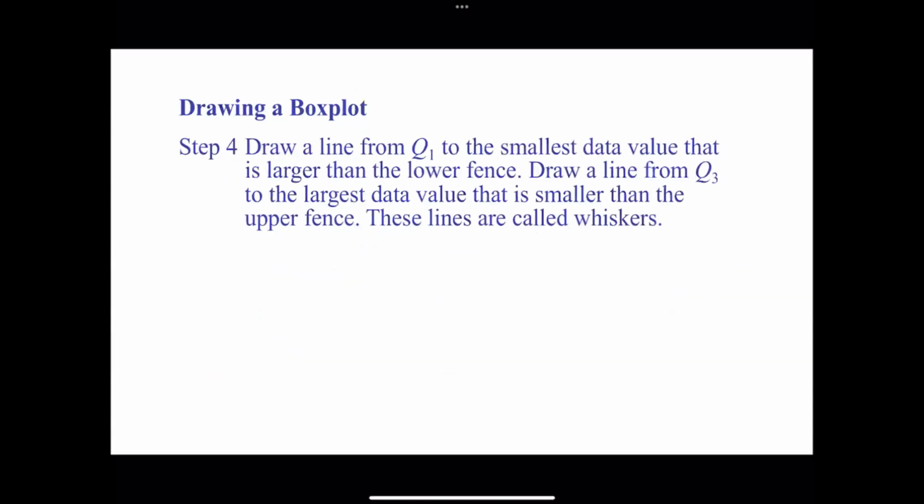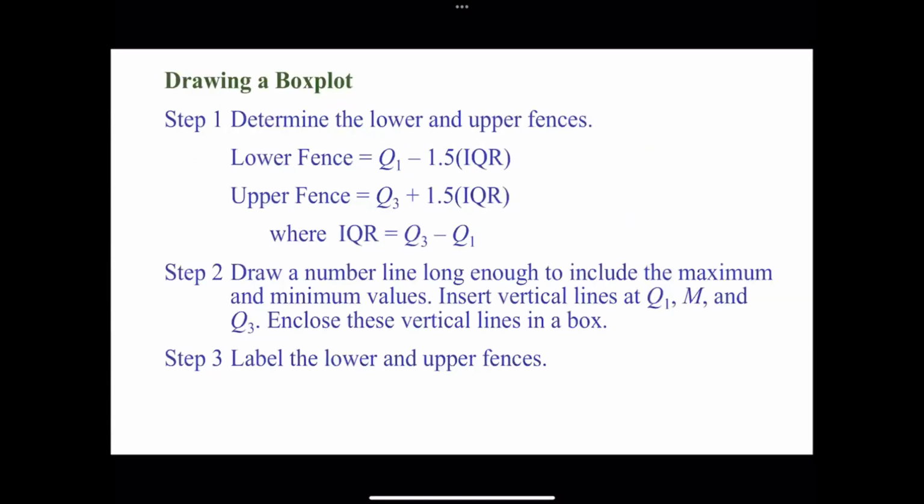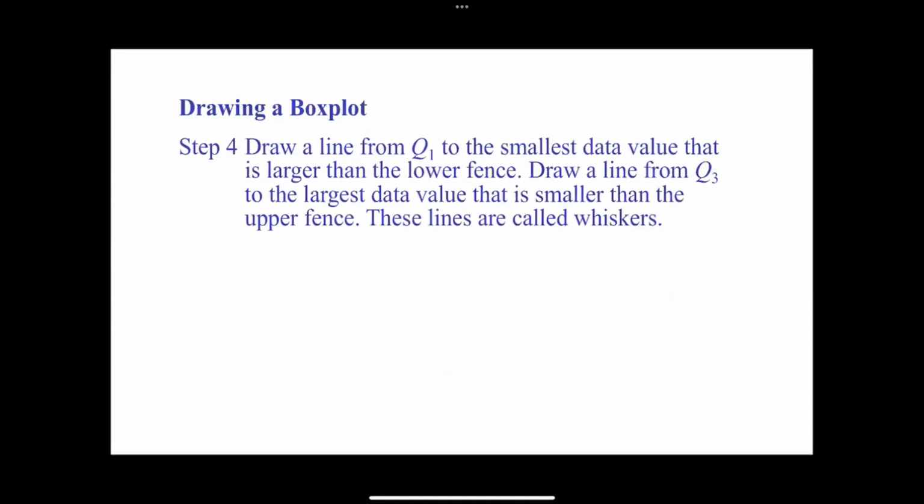Finally, you're going to draw a line from, does it have you labeling the, okay, no. Oh, wait, I didn't do this one. So you put a vertical line at Q1, median, and Q3. These are going to be a box. You're going to enclose them in a box. You'll see what it looks like in a minute. Then we label our fences. Sorry about that.